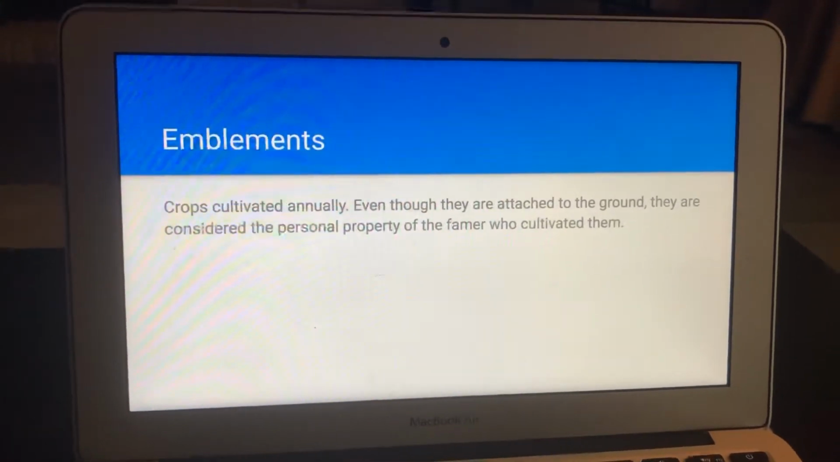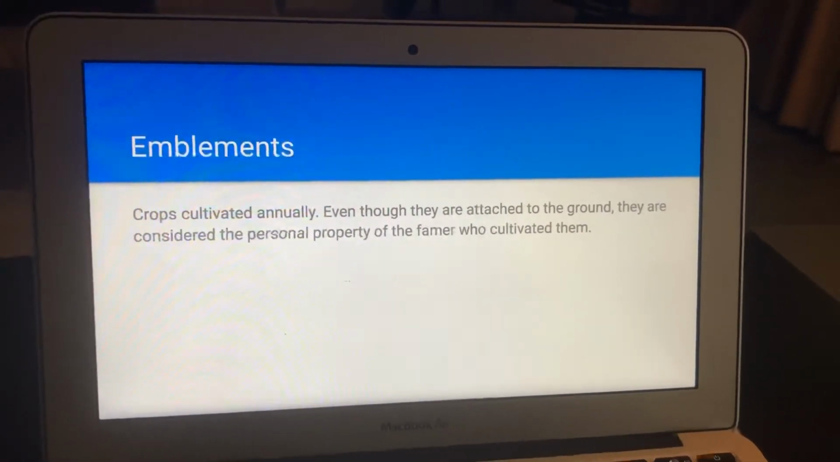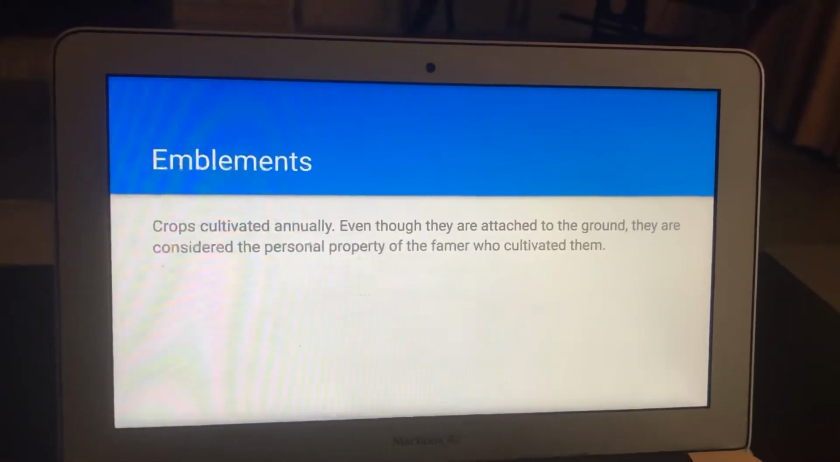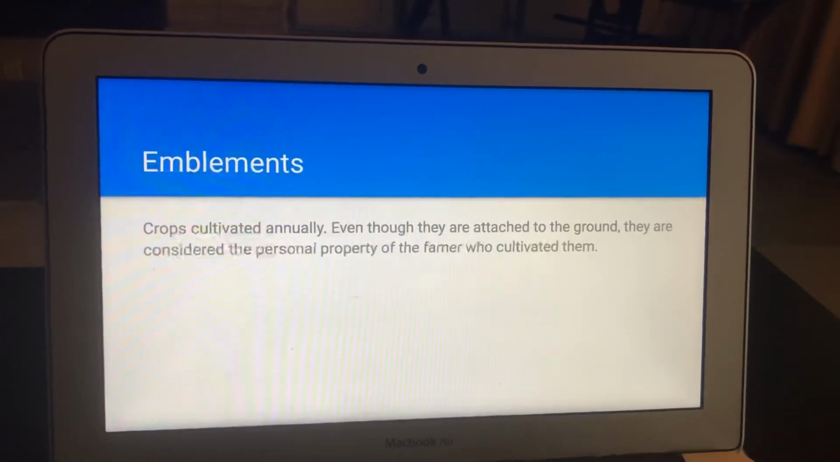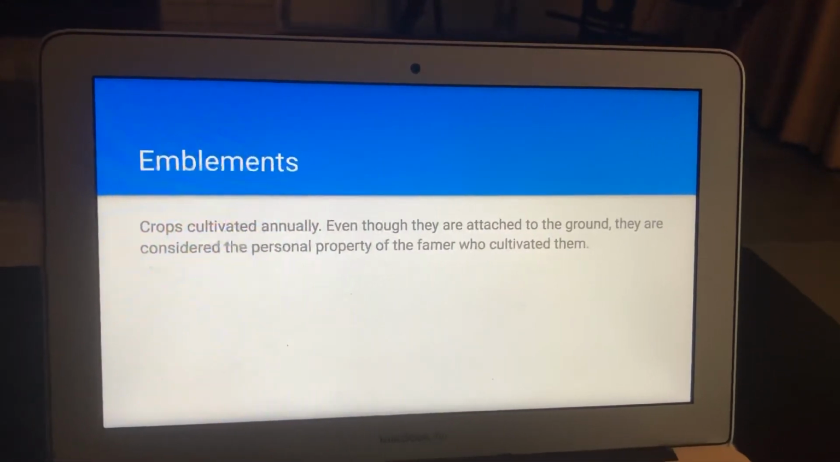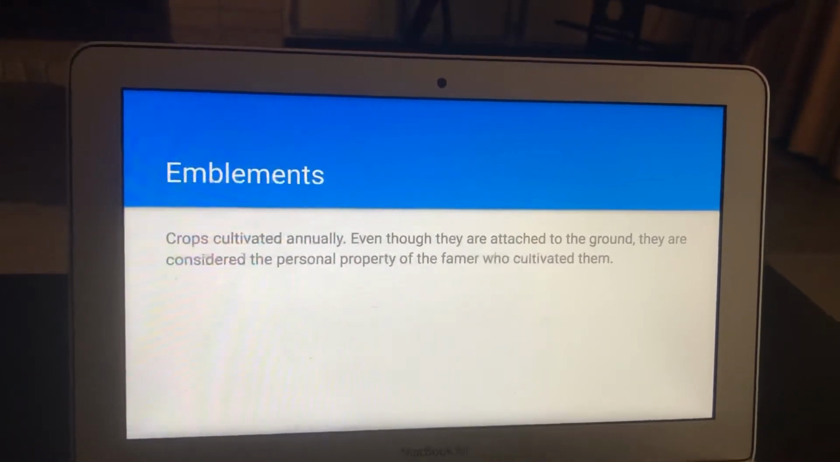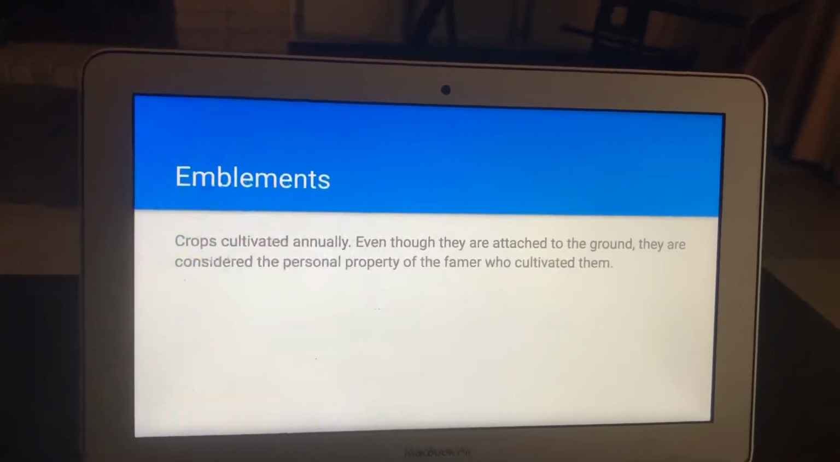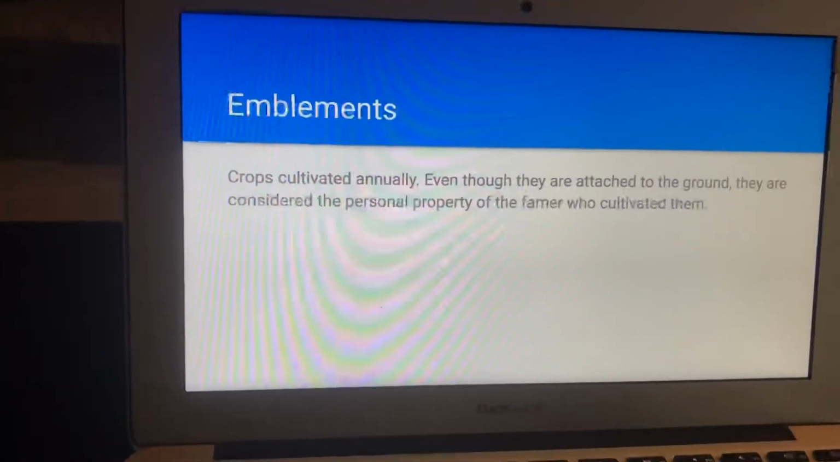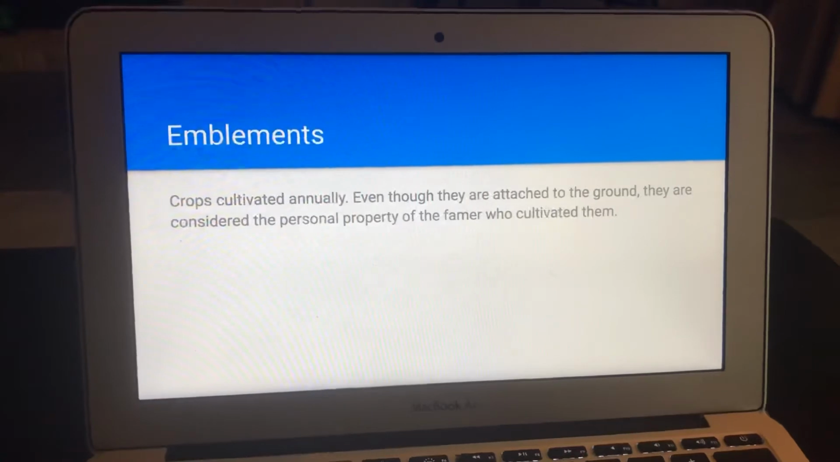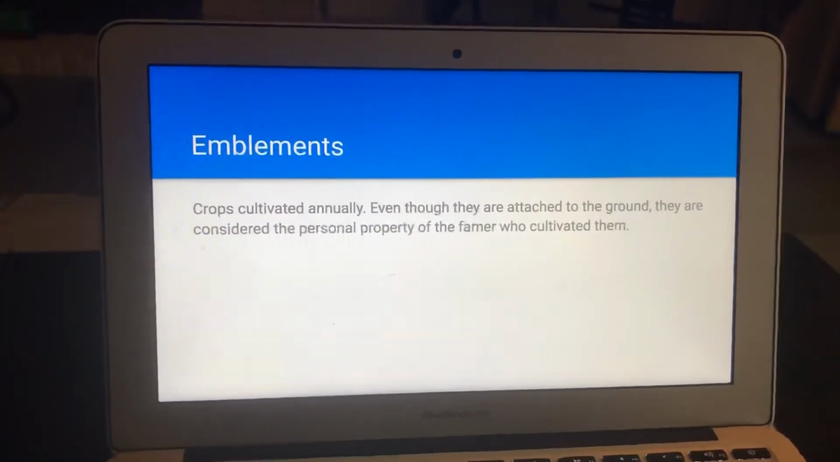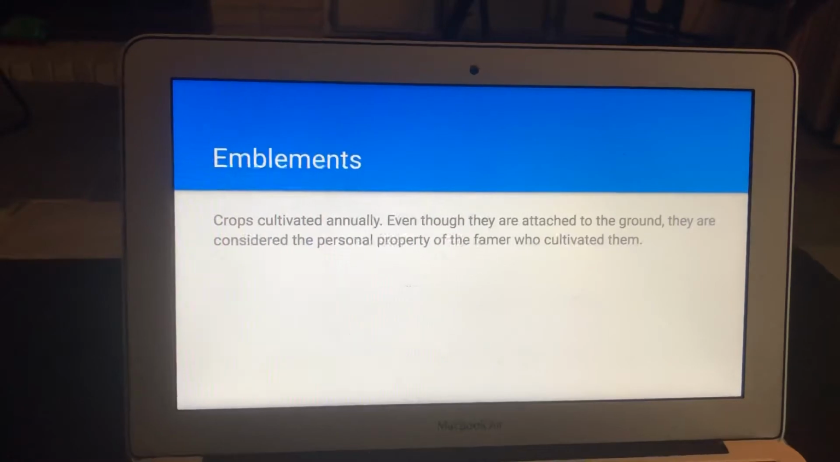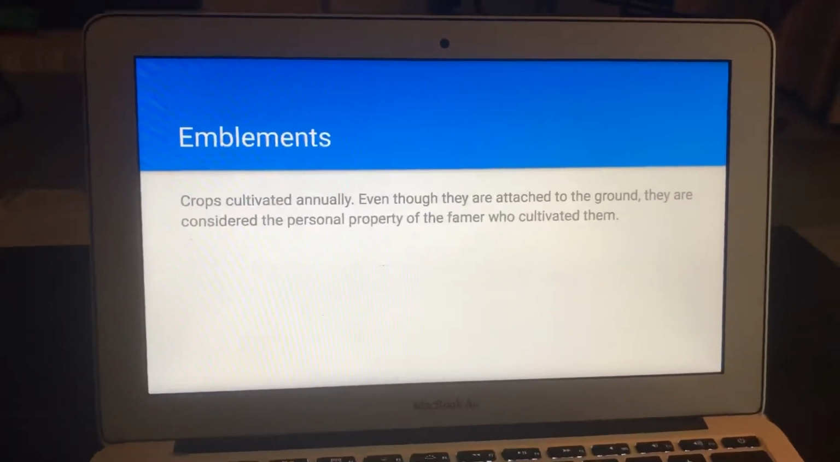Implements are crops cultivated annually. Even though they are attached to the ground, they are considered to be personal property of the farmer or the person that cultivates them. So that gives you an implement. An implement means that you have the right to dig up the plants. You have a right to sell them. Let's say you have a lease, once the lease is over, you can actually go and dig those plants up because they are your personal property.